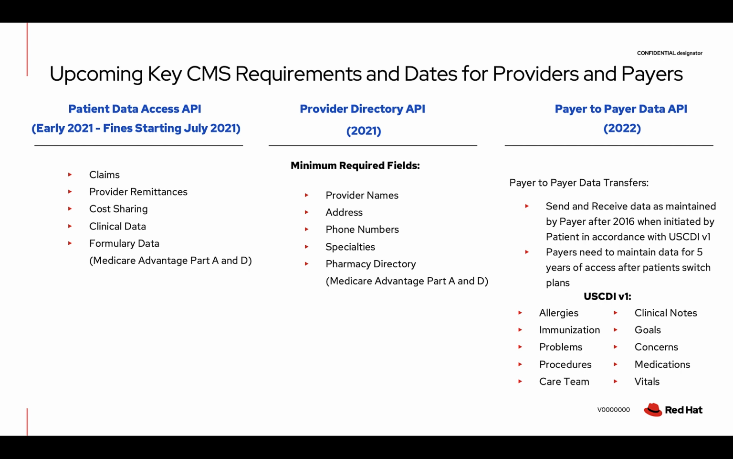As we talked about with US CDI 1, there's a few things to note. This new standard about data is built upon FHIR. It's meant to give you access to common information. We've listed a few here, such as allergies, immunizations, problems, vitals, medication, clinical notes.